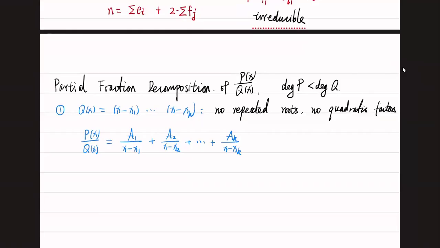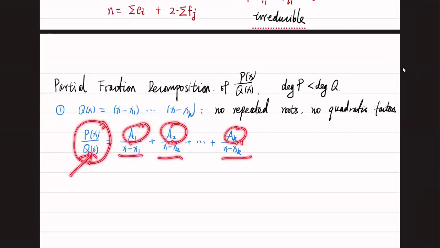So if we can find these coefficients a1, a2, up to ak, the integral of this complicated rational function can be done through k very simple integrals. We can do this very quickly. Okay, let's see an example.